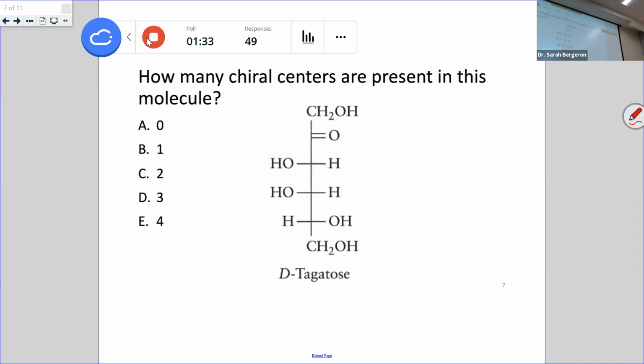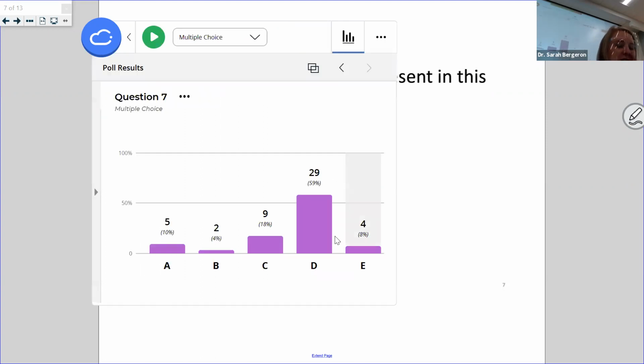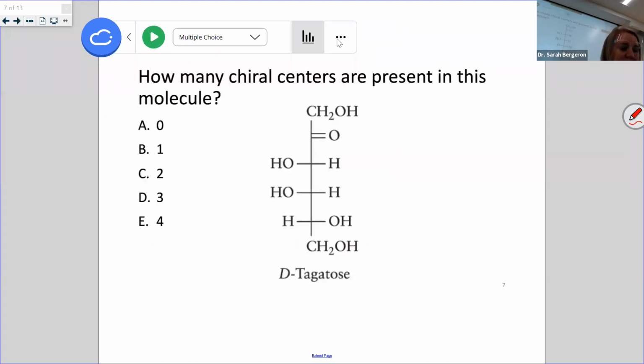Okay. So what do we have? How many chiral centers? Y'all should have said that there are 3 chiral centers. Where are my 3 chiral centers? 1, 2, 3. This is a Fischer projection. So how is it super easy to find chiral centers? Anything that is a perfect plus. So these are all chiral centers.